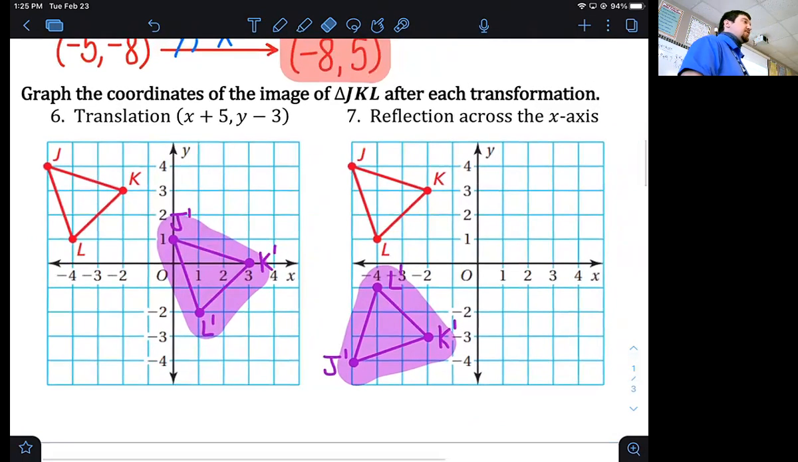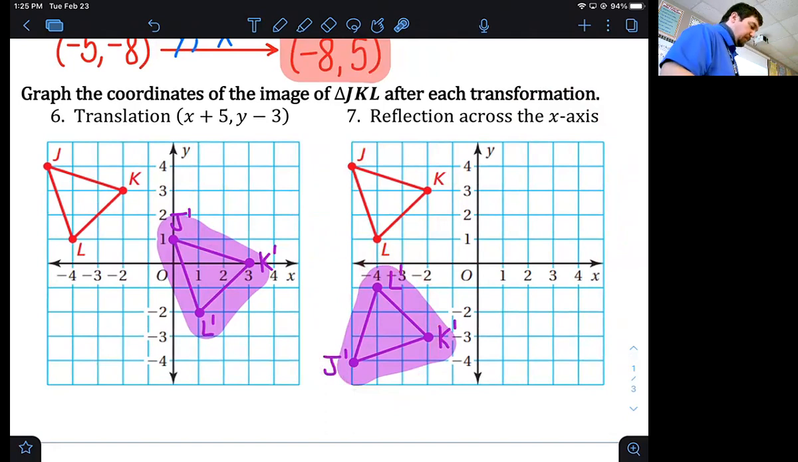Number 7, a reflection across the x-axis. The x-axis, again, your horizontal axis. Everything that was above is now below. And that's why when you reflect over the x-axis, you take the opposite of the y coordinates, because now instead of positive y coordinates, they're all going to be negative y coordinates. The x coordinate doesn't change at all.